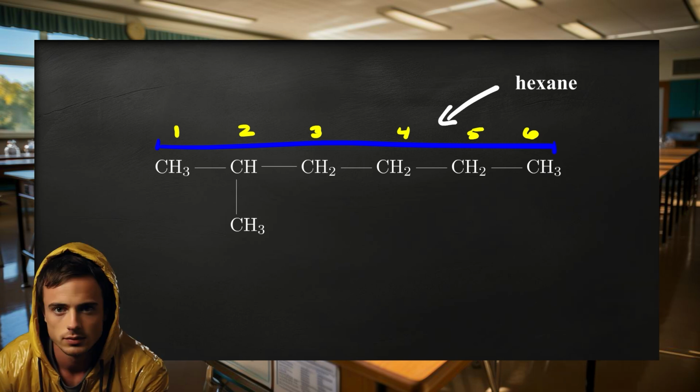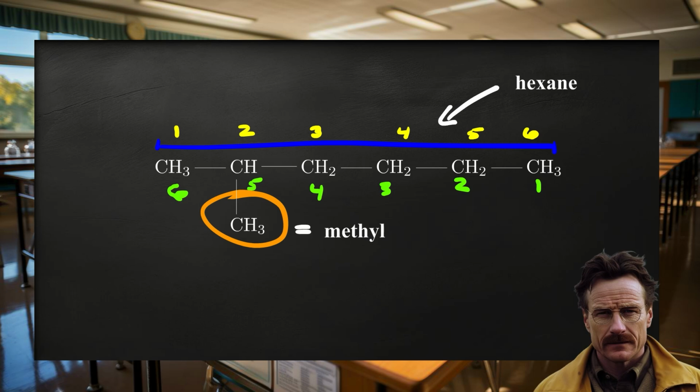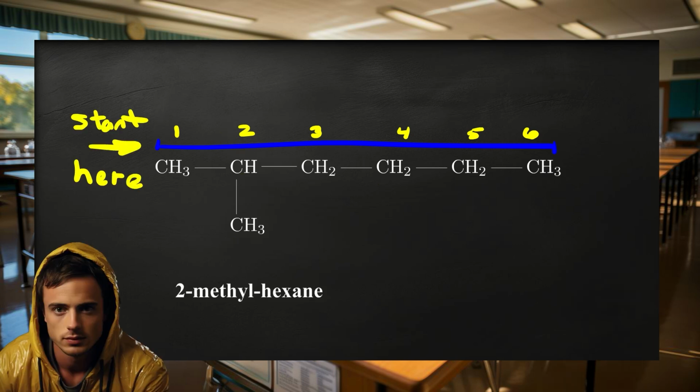It's meth, Mr. White, and it's on carbon 5. We call those groups methyl groups, and it is on the second carbon. Have you been paying attention, Jesse? We choose to start numbering in a way that makes the side chain the lowest possible number. For this chain, we start numbering here on the right side. So this is 2-methylhexane. Are we done yet, Mr. White?